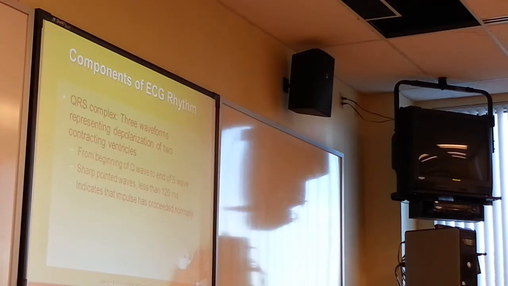Okay, from the beginning of the Q wave to the end of the S, sharp pointed waves less than 120 milliseconds indicates that the impulse has proceeded normally. The Q is the first negative deflection, the R is the first upward deflection, and the S is the downward deflection after the R wave.